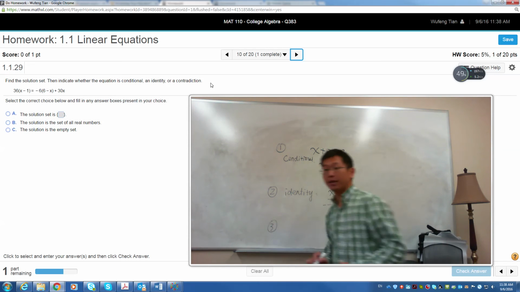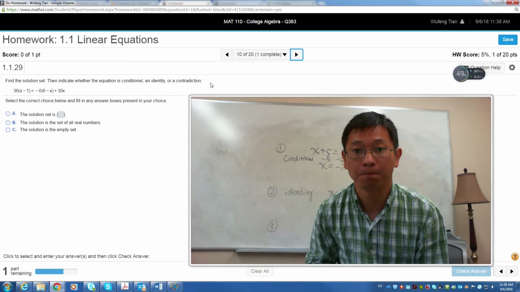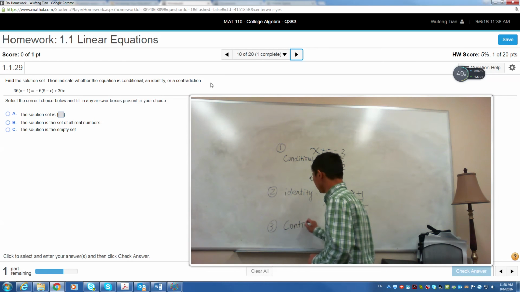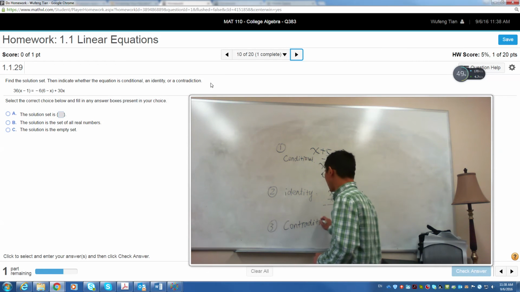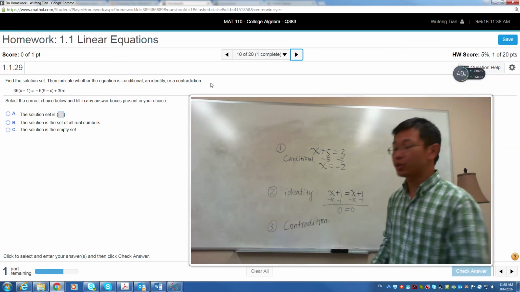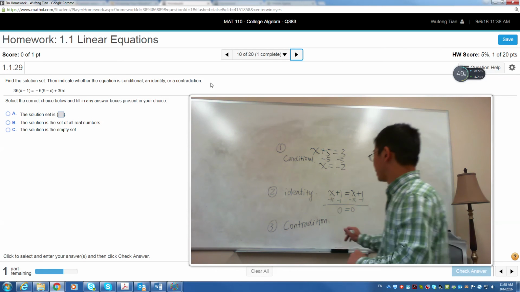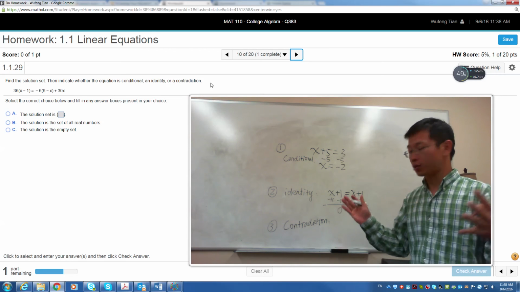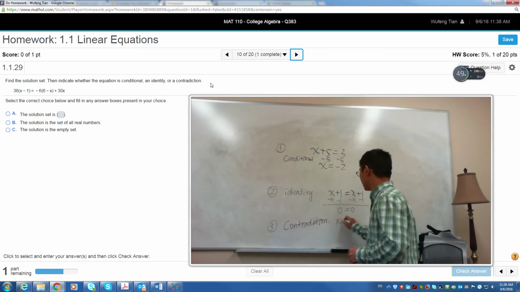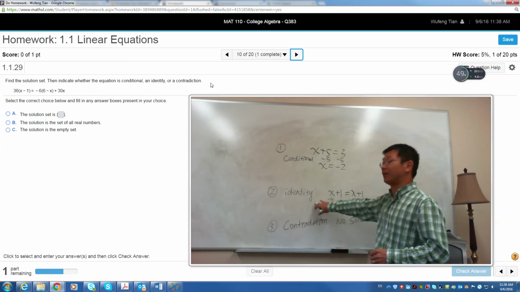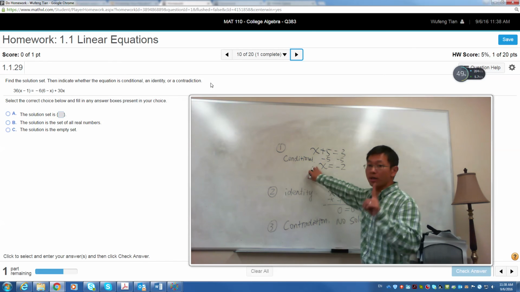Third one is contradiction. So what is a contradiction? Contradiction means, oh, I missed a C here. Contradiction. It means there's no solution. Okay, contradiction means no solution. Identity means infinitely many solutions, conditional one solution.